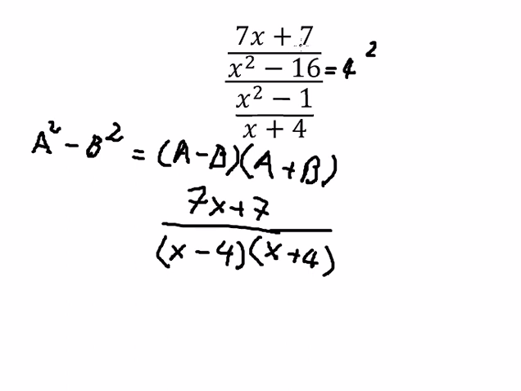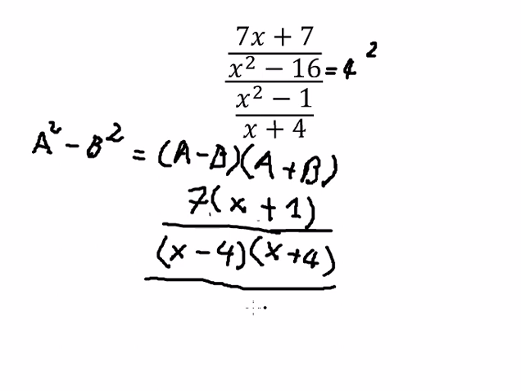7x plus 7. We can do factorization of number 7 in here, and you will get x plus 1. The next one we do similar in here. So you got x minus 1, x plus 1, because number 1 in here is 1 square.